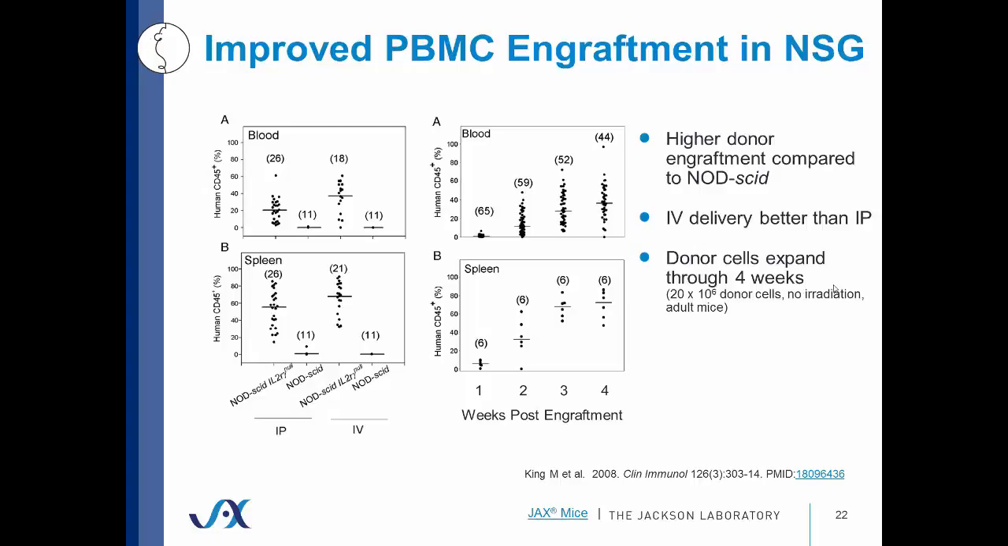Over on the right, we're taking a look at the peripheral blood on the top and the spleen of these recipients over time. We're looking at 1, 2, 3, and 4 weeks after engraftment of the individually engrafted mice. And we can see that not only did these cells engraft, but they do expand in the host over time.